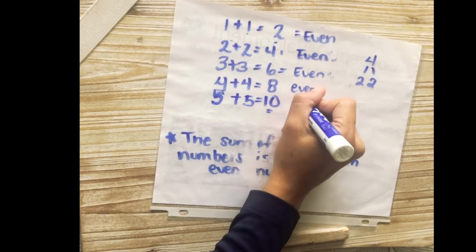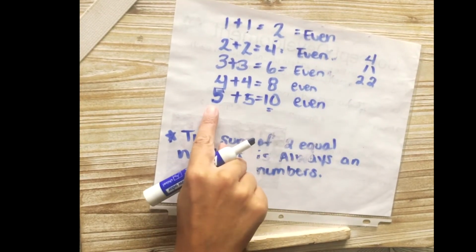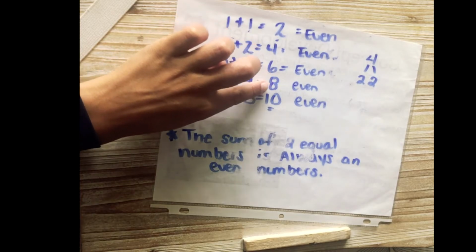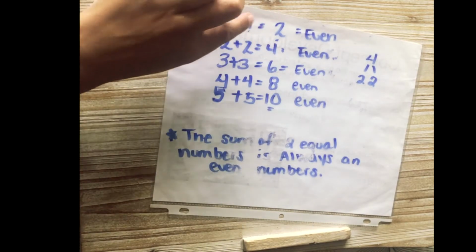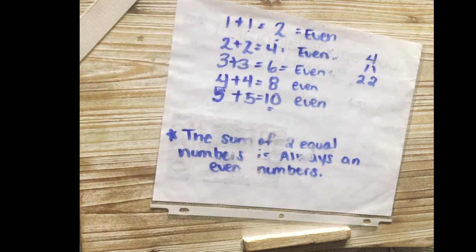And 10 is also an even number because I can break up 10 into 2 equal groups. So 2, 4, 6, 8, 10, which are all the sums of doubles facts, are all even numbers because I can break them up into 2 equal groups.